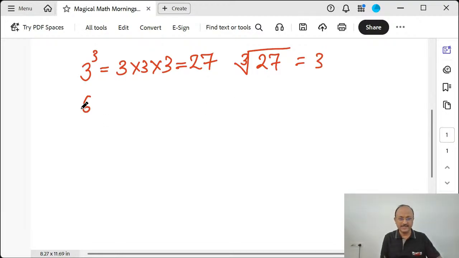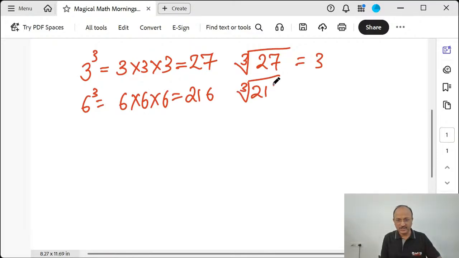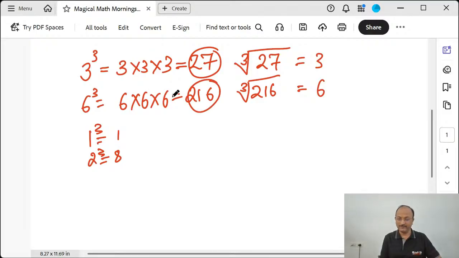Same way, 6 cube, if you say 6 into 6 into 6, 6 sixes are 36, 36 sixes are 216. So cube root of 216 is equal to 6. Now, 1 cube is 1, 2 cube is 8, 3 cube is 27, 4 cube is 64, 5 cube is 125, 6 cube is 216, 7 cube is 343. All these are called perfect cube numbers. That means they do not have any decimal fraction, and the cube roots also come in whole numbers.